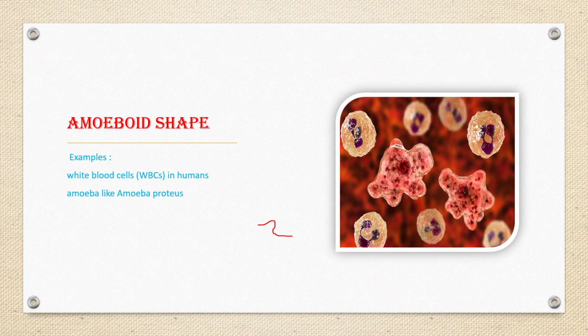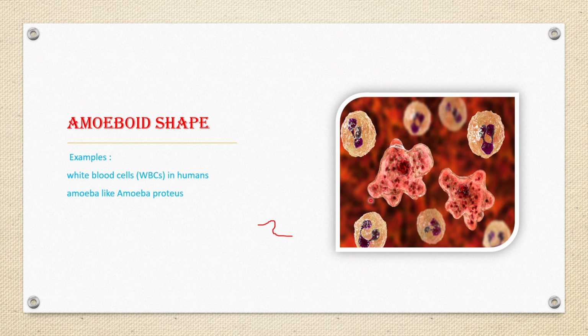Next, amoeboid shape. Amoeboid shape means a cell which has no fixed shape. It can change its shape anytime. Understood? Look at over here. See here. This is called a finger-like projection.